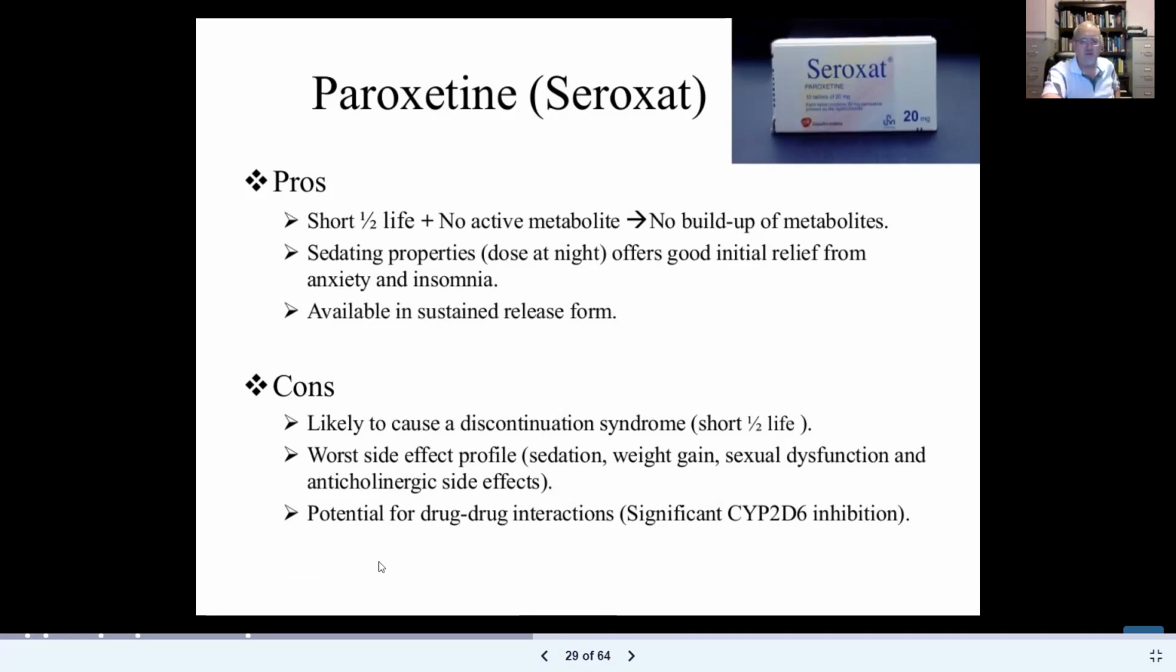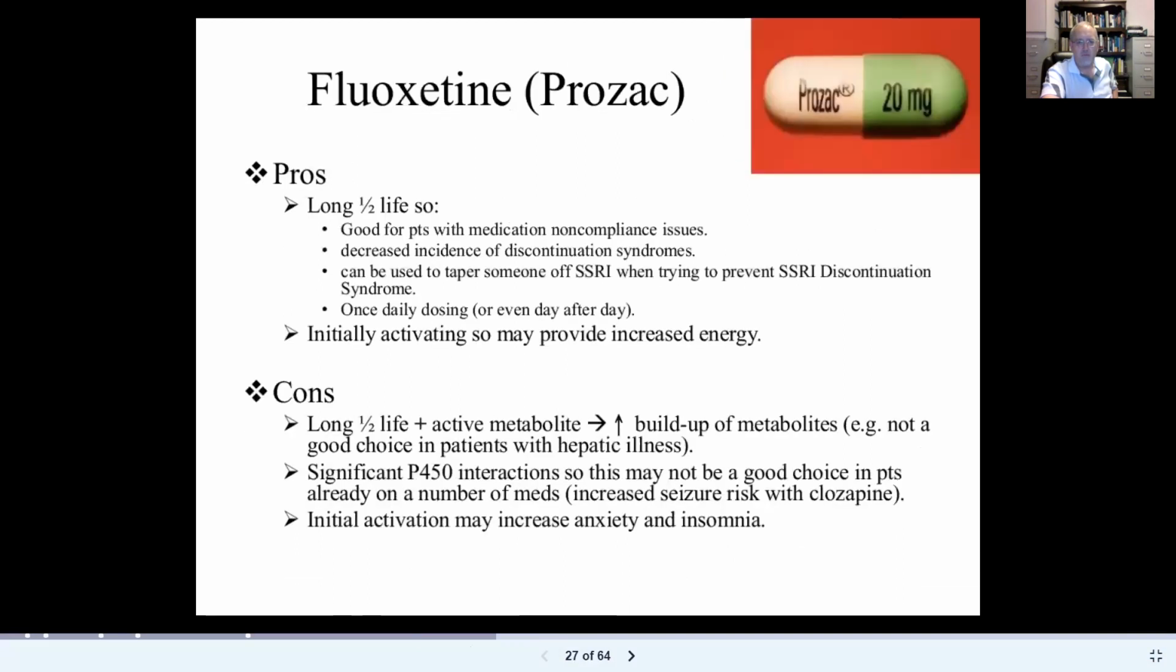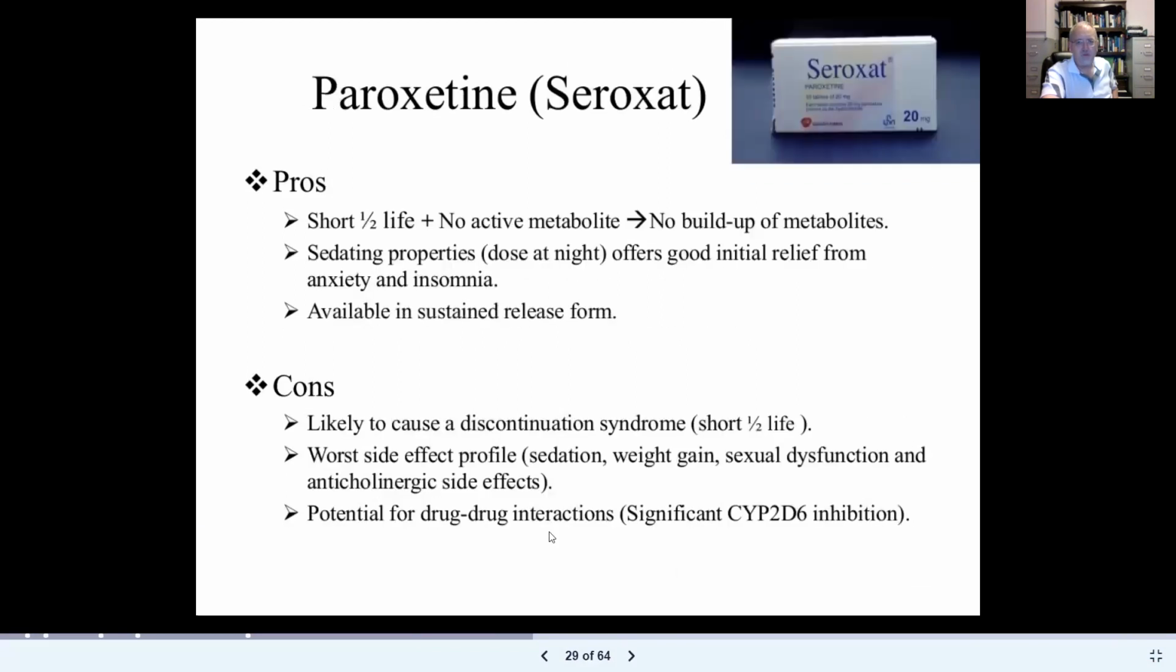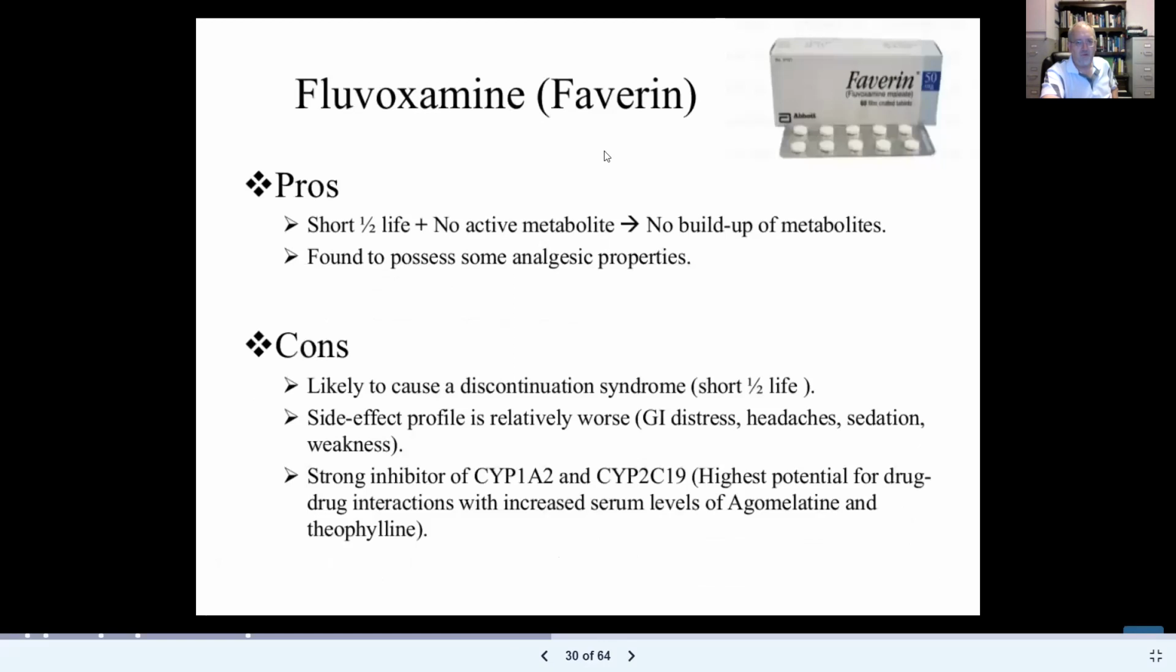All this stuff here, all these cons that we talked about, buildup of metabolism, increased anxiety. The thing that tends to cause a medication to really fall out of use is when it's got a bad side effect profile. Phevarin, I just wanted to show you the name of it. It's also considered to be pretty bad in terms of side effects.